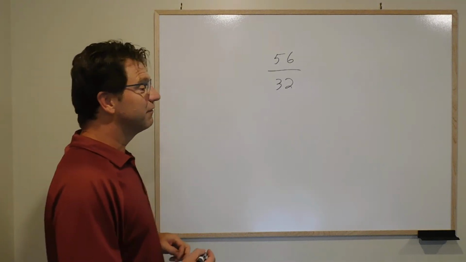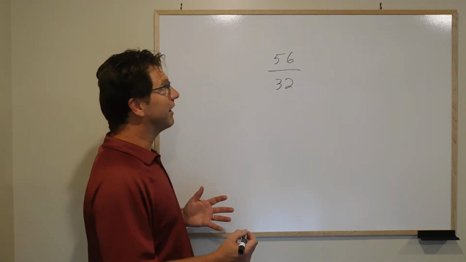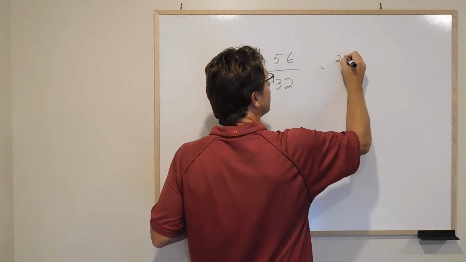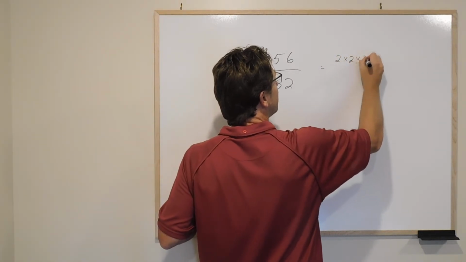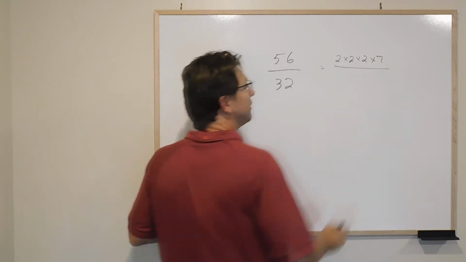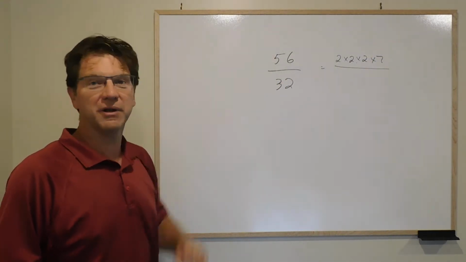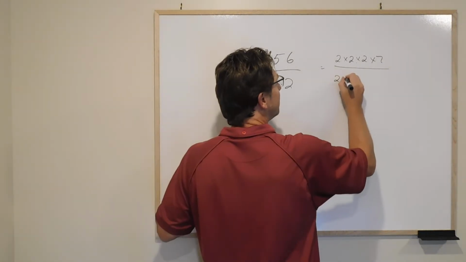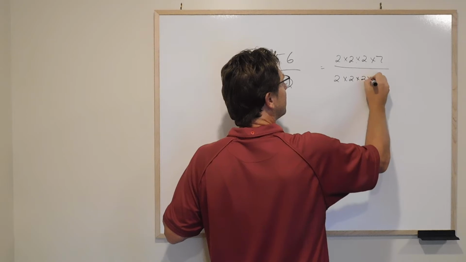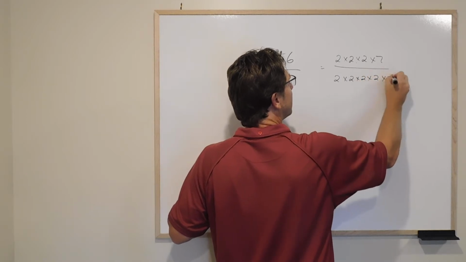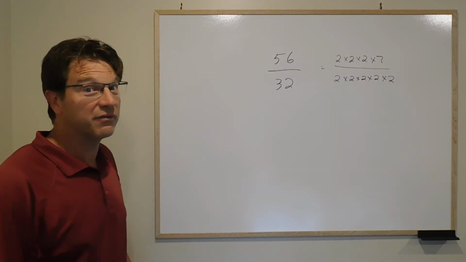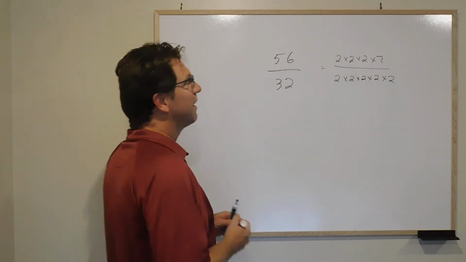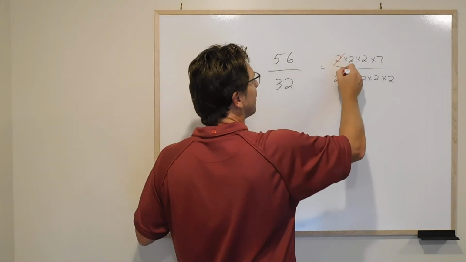So in this case, 56, if we were to use our factor tree, we could say that was equal to 2 times 2 times 2 times 7. If we did the factor tree from the previous video, that's what we'd end up with. 32, we can say 32 is 2 times 2 times 2 times 2 times 2, and it's just 5 2's. Not very exciting. But what we will notice, take a different color here, is that we can get rid of everything that's common.